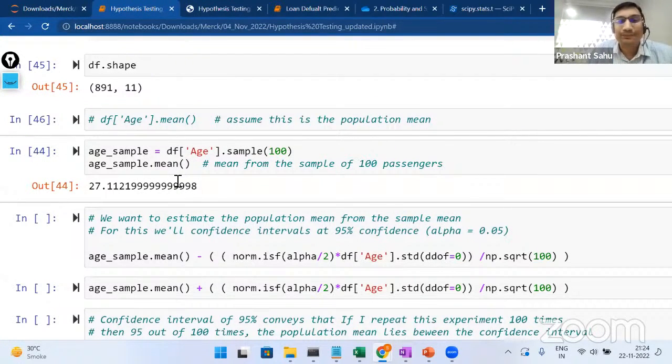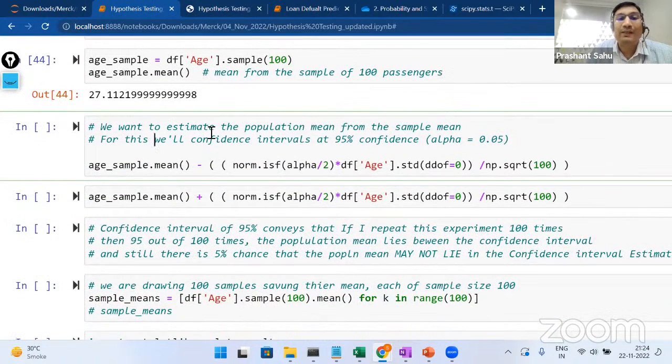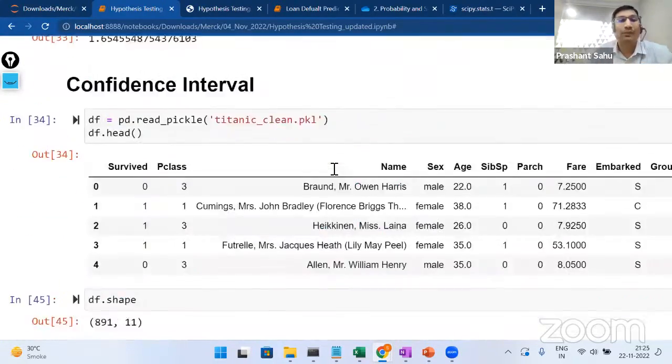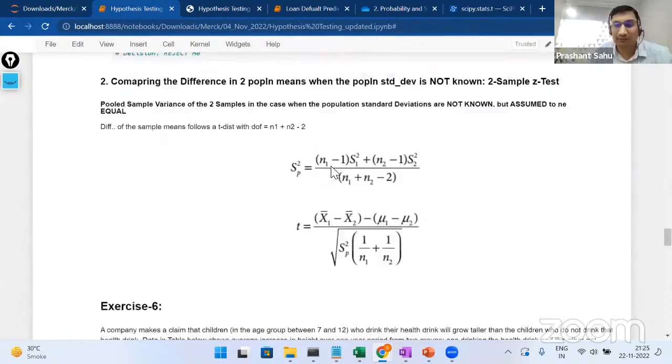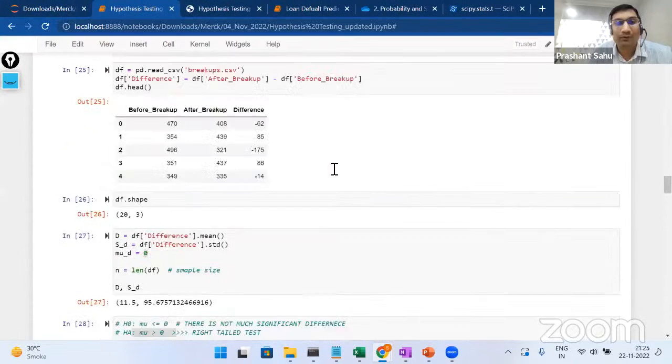So we want to estimate the population mean from the sample mean. And for this, we can calculate the 95% confidence interval. This is your norm.isf. That is your Z alpha by 2 I was talking about, the critical value against alpha by 2. It is as simple as that. 1.96. Remember, we had got that. I'll not go up, but somewhere it was already there.